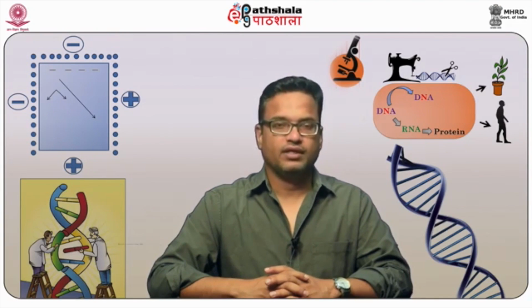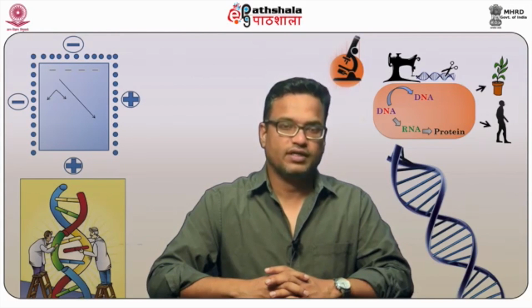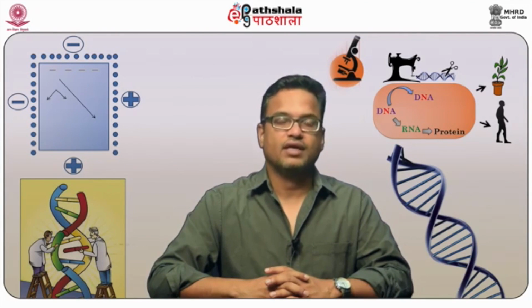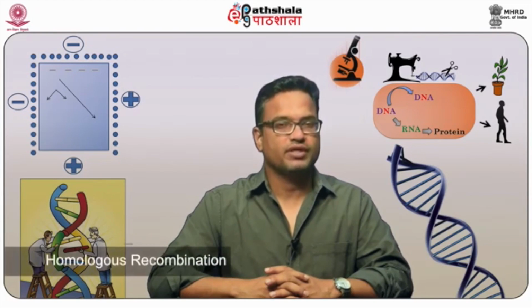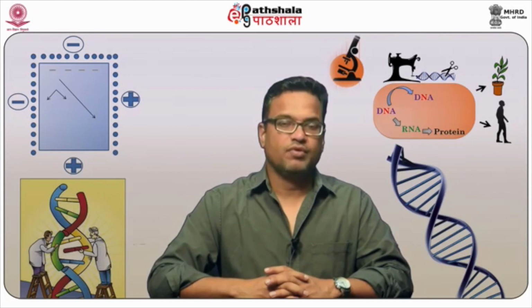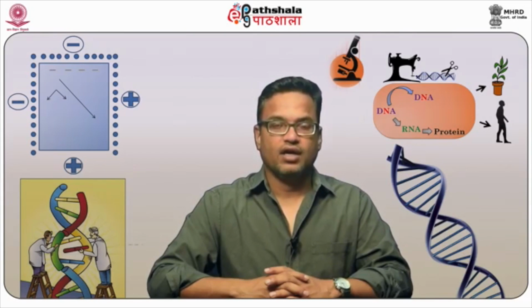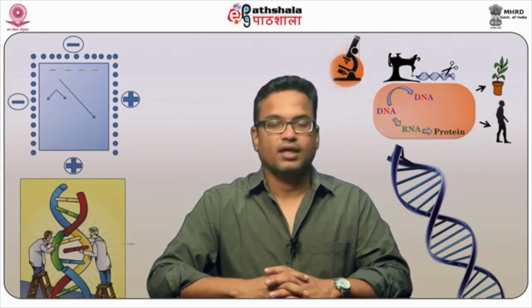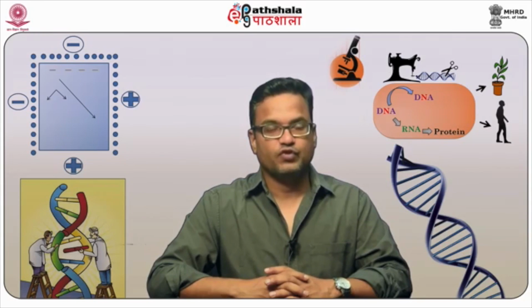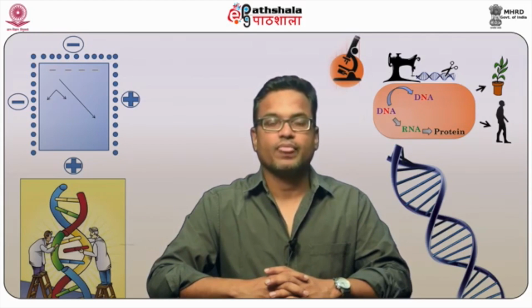So the very first advantage, as we can see in the binary vector system, is that we don't require a homologous recombination to happen. And as you remember from our previous slides, homologous recombination required a large DNA sequence to be cloned in our vectors, which was cumbersome to begin with.